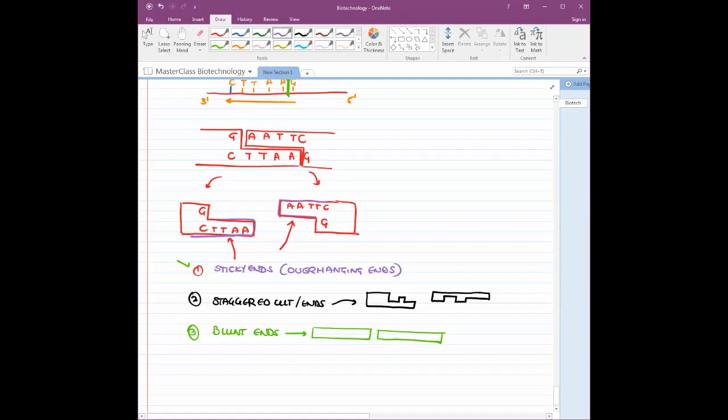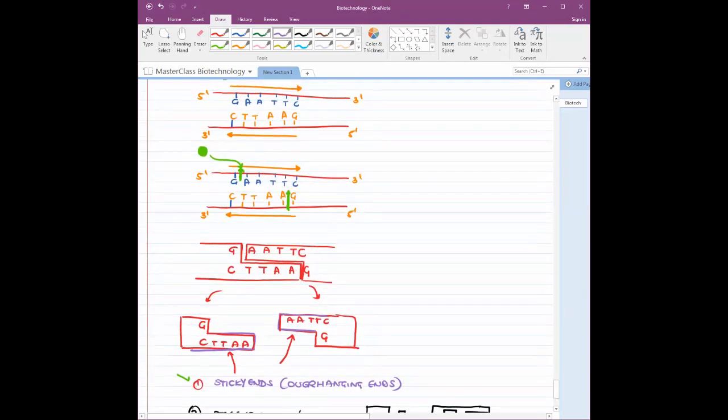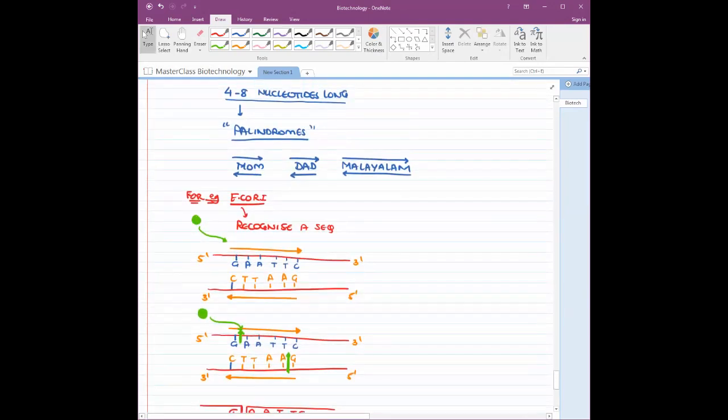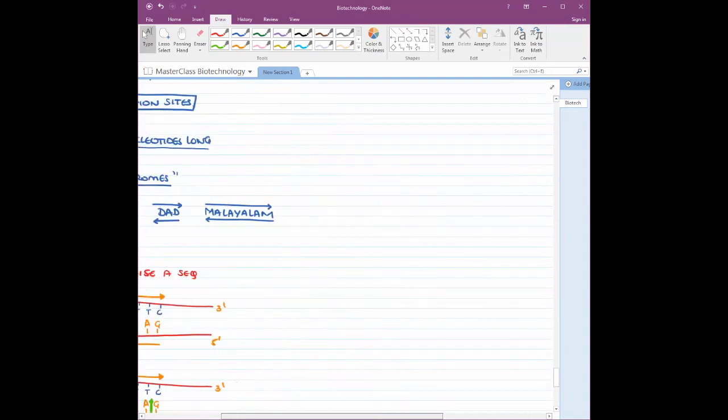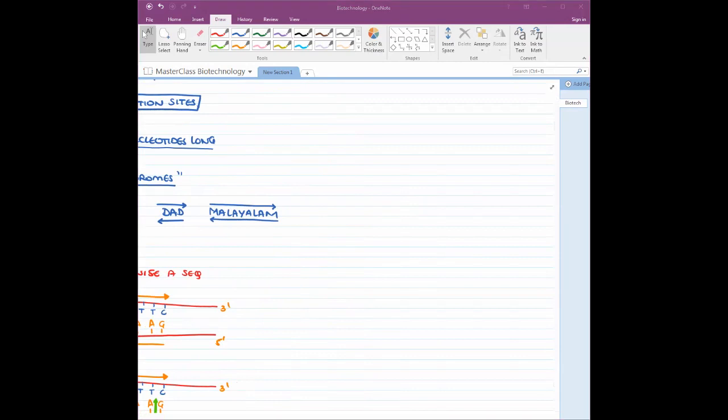So the sticky ends. This is the most important thing, guys. This is how your entire restriction endonuclease is going to work, with the restriction endonuclease and restriction sites.